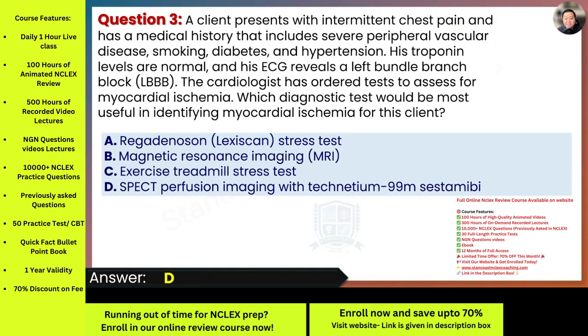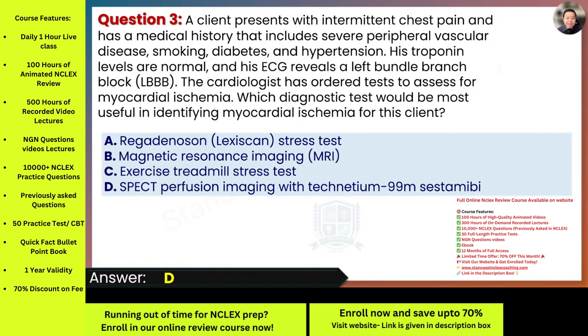Now, what about letter B, magnetic resonance imaging? Well, we know that this is fantastic for spotting structural heart problems like cardiomyopathies or congenital defects, but it is not the go-to test for myocardial ischemia. Even though magnetic resonance angiography or MRA can visualize blood flow, it's not as effective as SPECT for detecting ischemia-related perfusion defects.